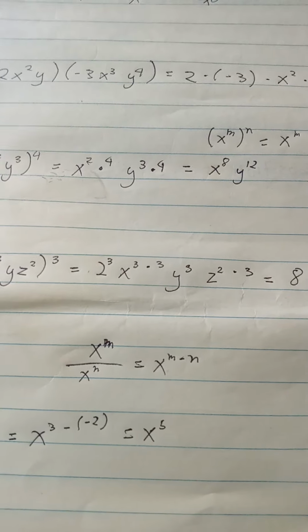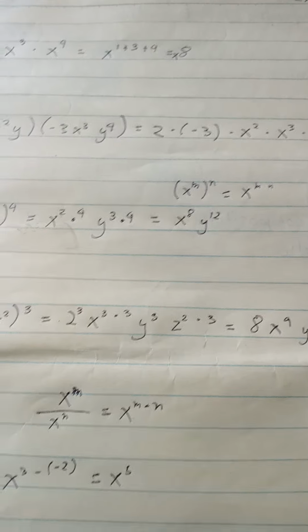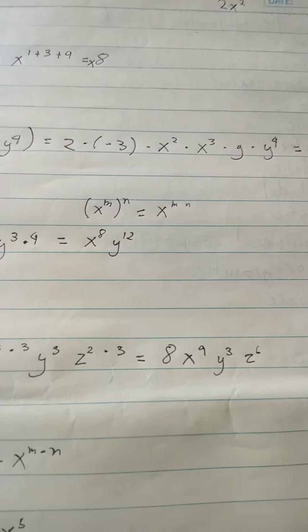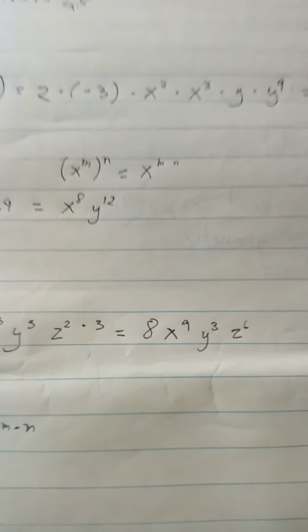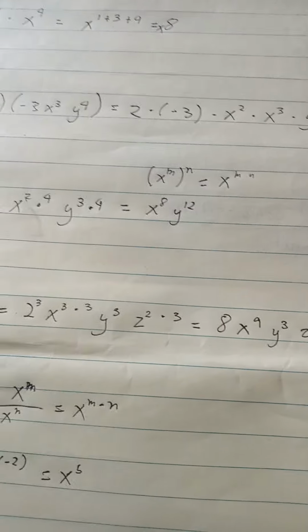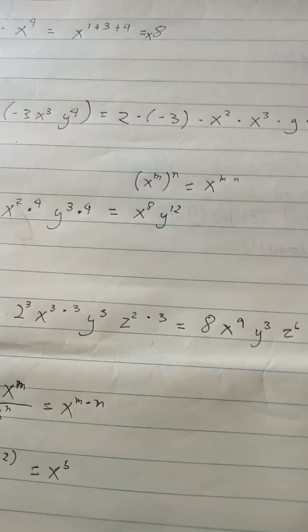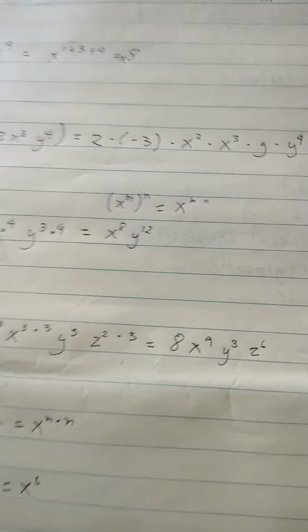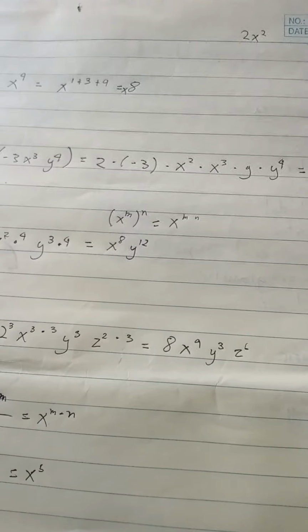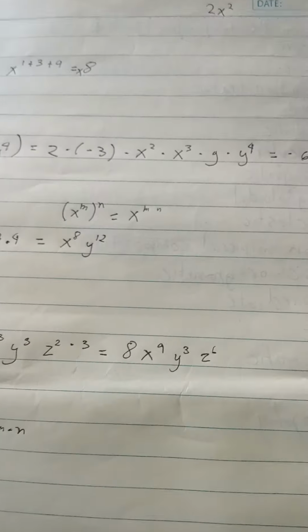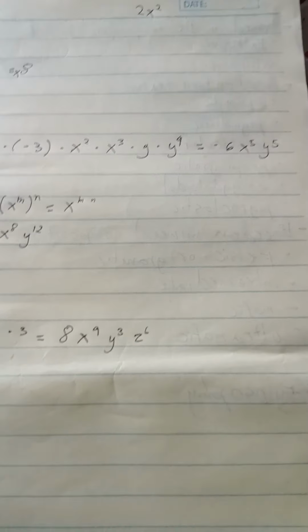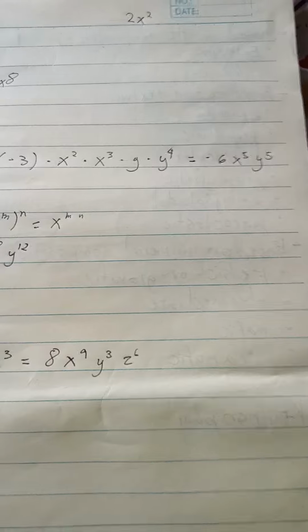2x to the power of 3 y z squared, all to the power of 3, equals 2 to the power of 3 times x to the power of 3 to the power of 3 times y to the power of 3 times z squared to the power of 3, which equals 8x to the power of 9, y to the power of 3, and z to the power of 6.